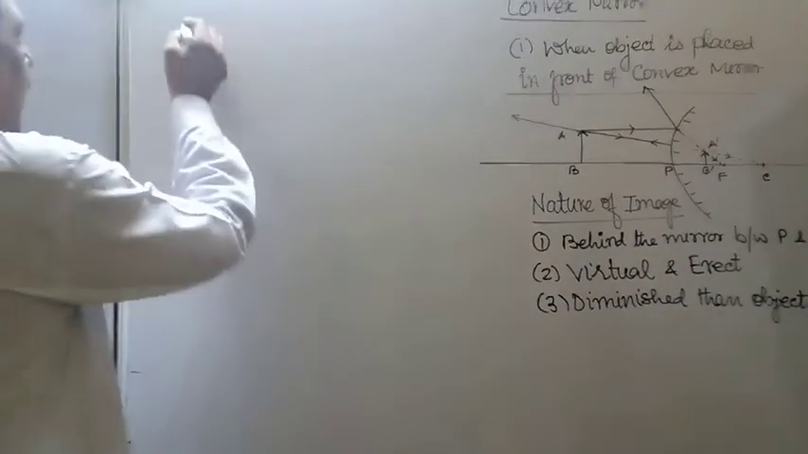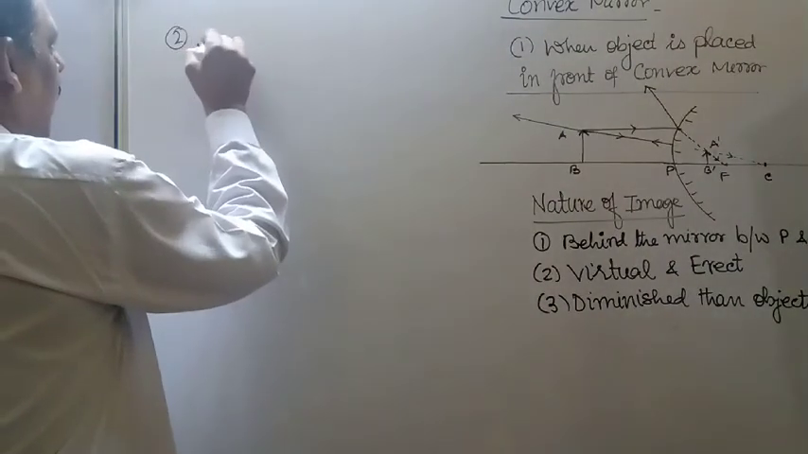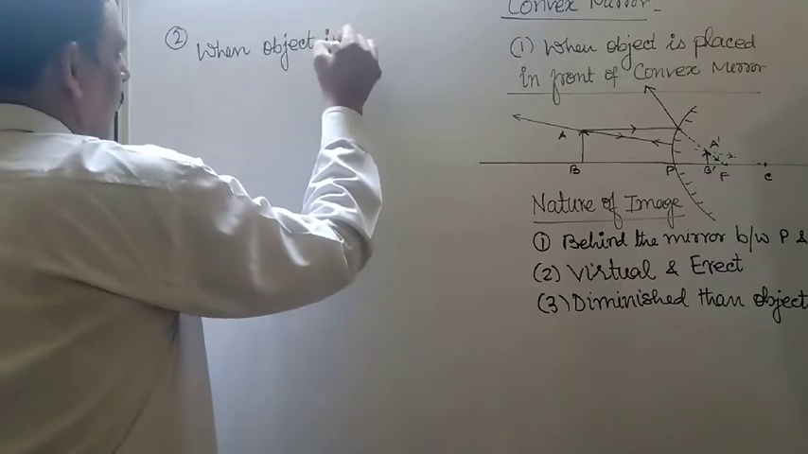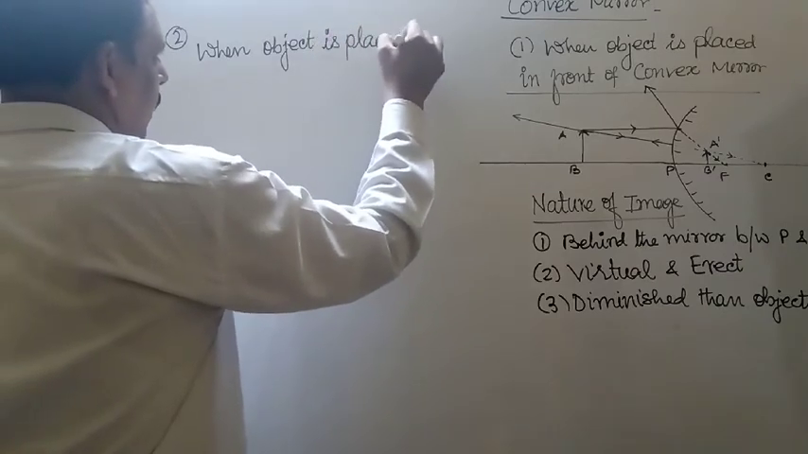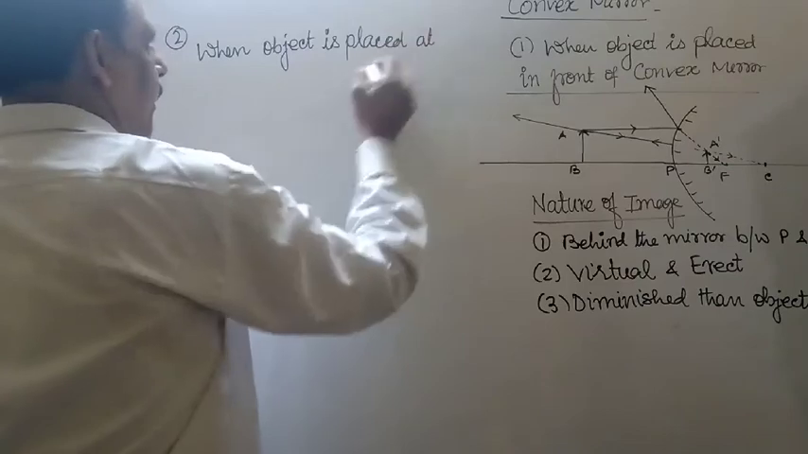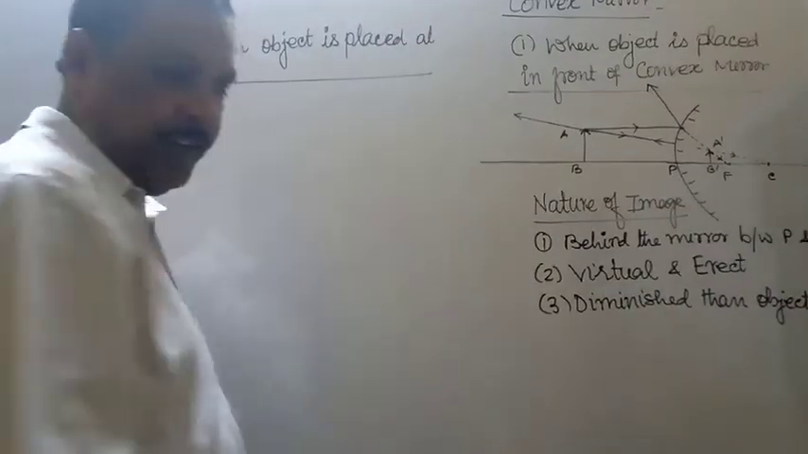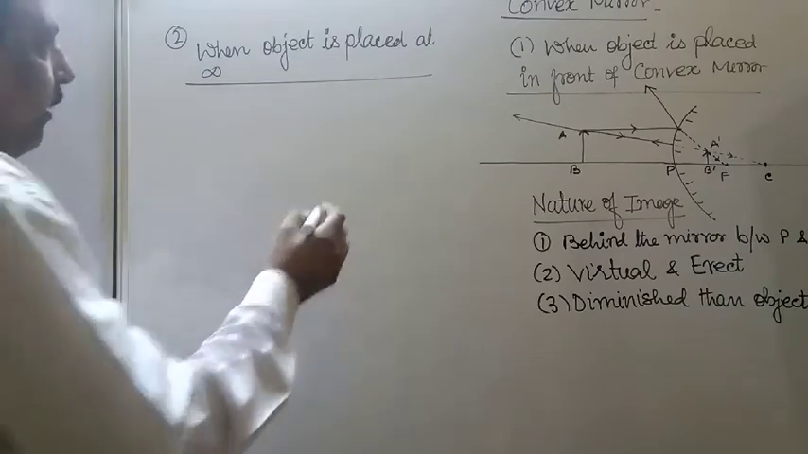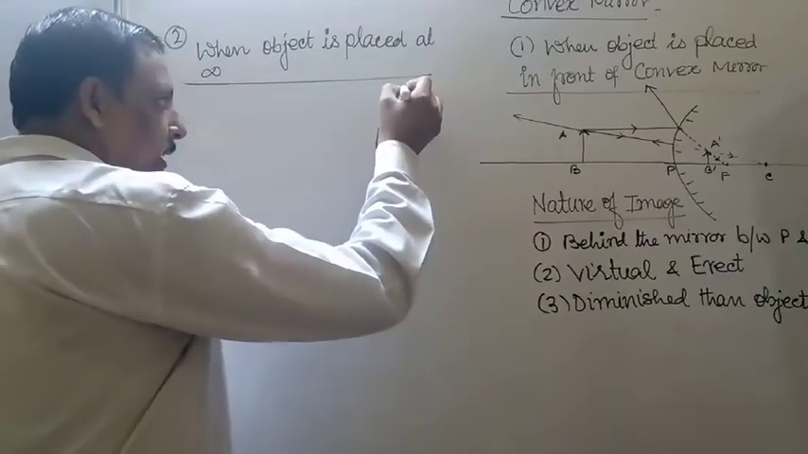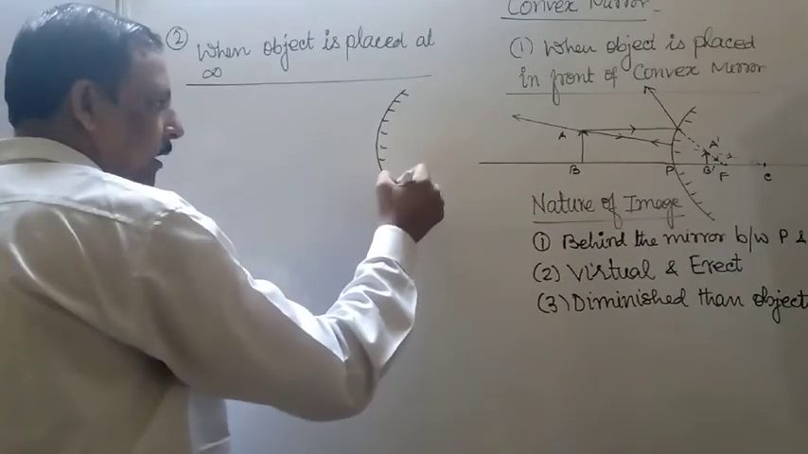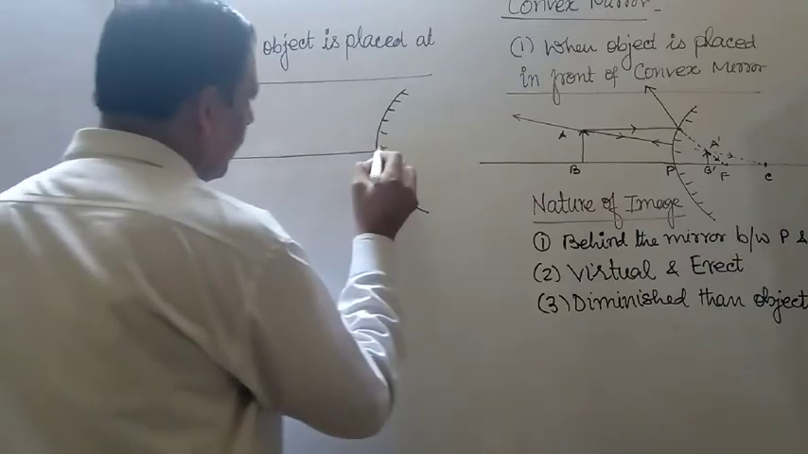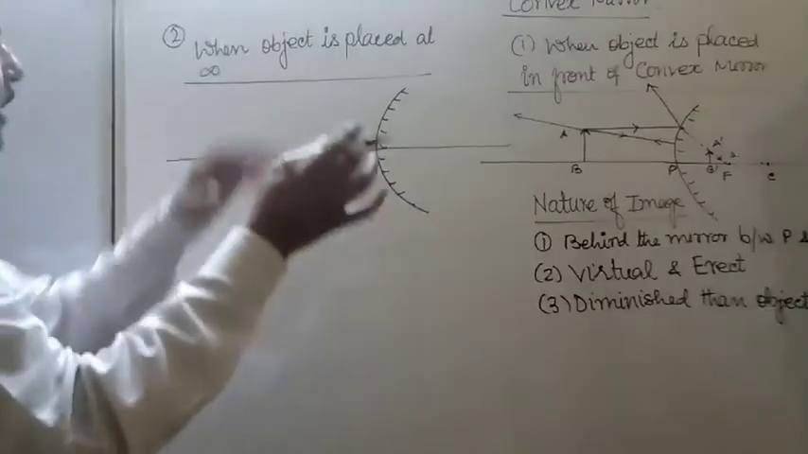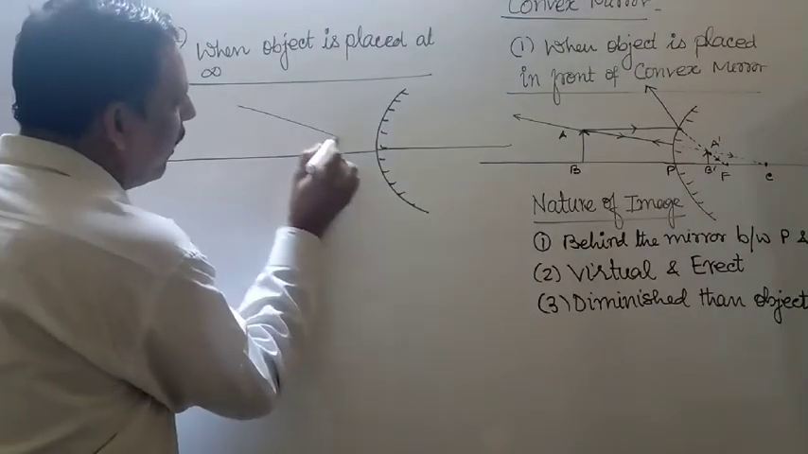Now you can see the second position, when the object is placed at infinity. What will happen if the object is placed at infinity? Then what will be the diagram? The ray diagram will be in such a way that this is our mirror, this is the aperture, this is the principal axis. What will happen? The rays which are coming from the object, for example, will be parallel rays.